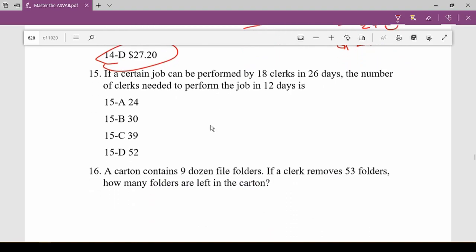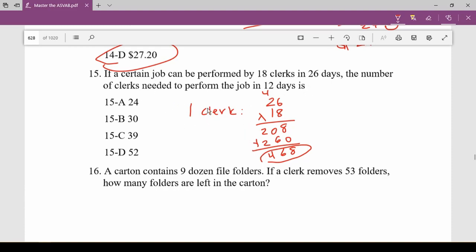Number 15. If a certain job can be performed by 18 clerks in 26 days, the number of clerks needed to perform the job in 12 days is, again, 18 clerks take 26 days, so it would take one clerk 26 times 18 days to do the job by themselves. 8 times 6 is 48, carry the 4. 2 times 8 is 16 plus 4 is 20. Bring down a 0 since we're starting this new number here. 1 times 6 is 6. 1 times 2 is 2. Let's add. 0 plus 8 is 8. 0 plus 6 is 6. 2 plus 2 is 4. So it would take one clerk 468 days to do this job.